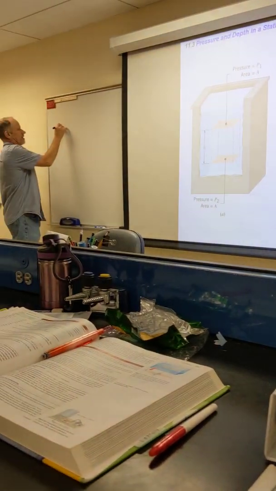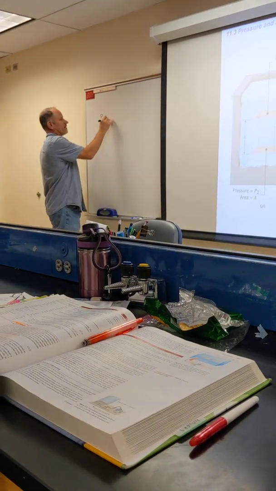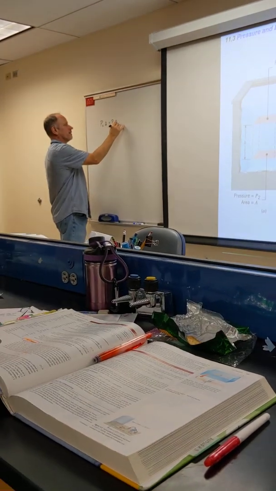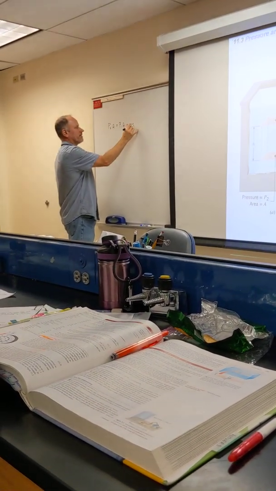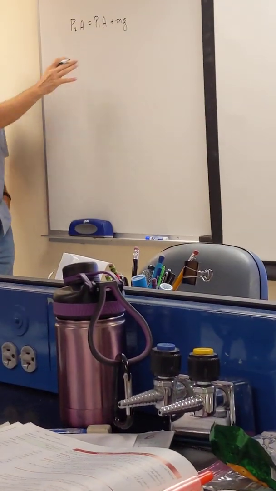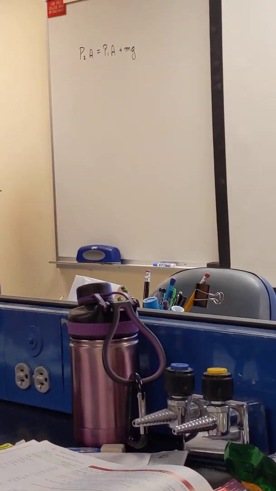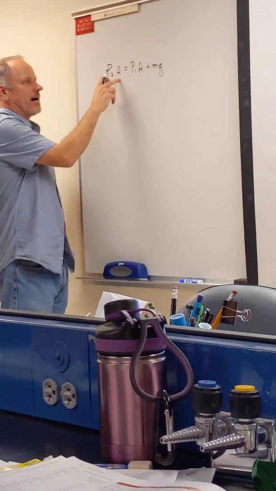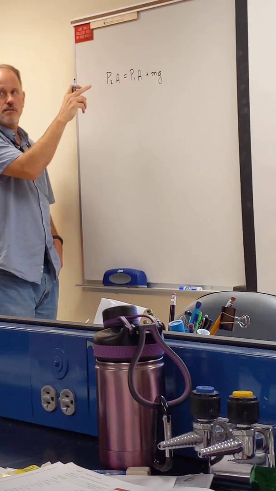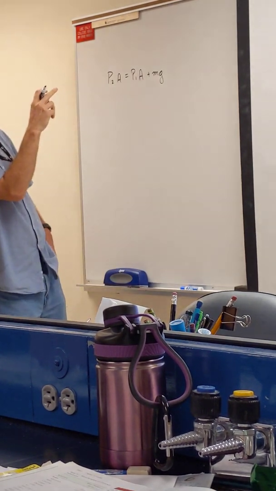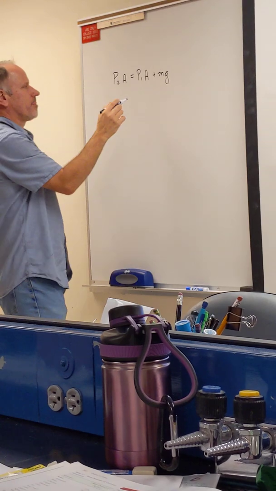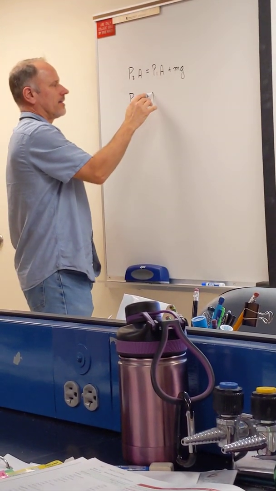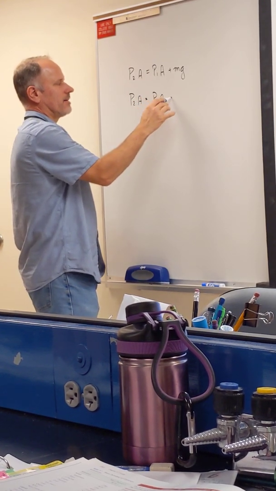All right, so P2A equals P1A plus the weight. Is everybody comfortable at least where this came from, more or less? Okay. So the next thing I want to do is go ahead and divide by area. Oh, actually, yes, I do. Okay. But before I do that, I'm going to make an adjustment here. Oops.